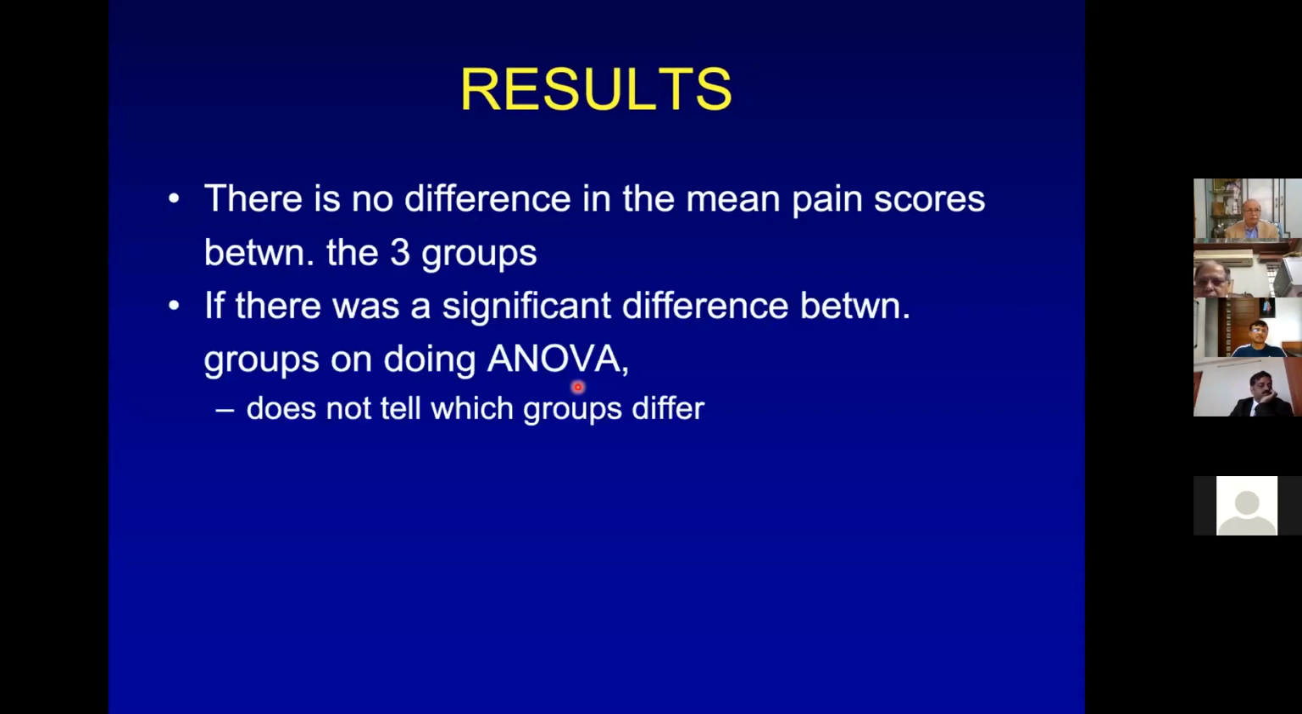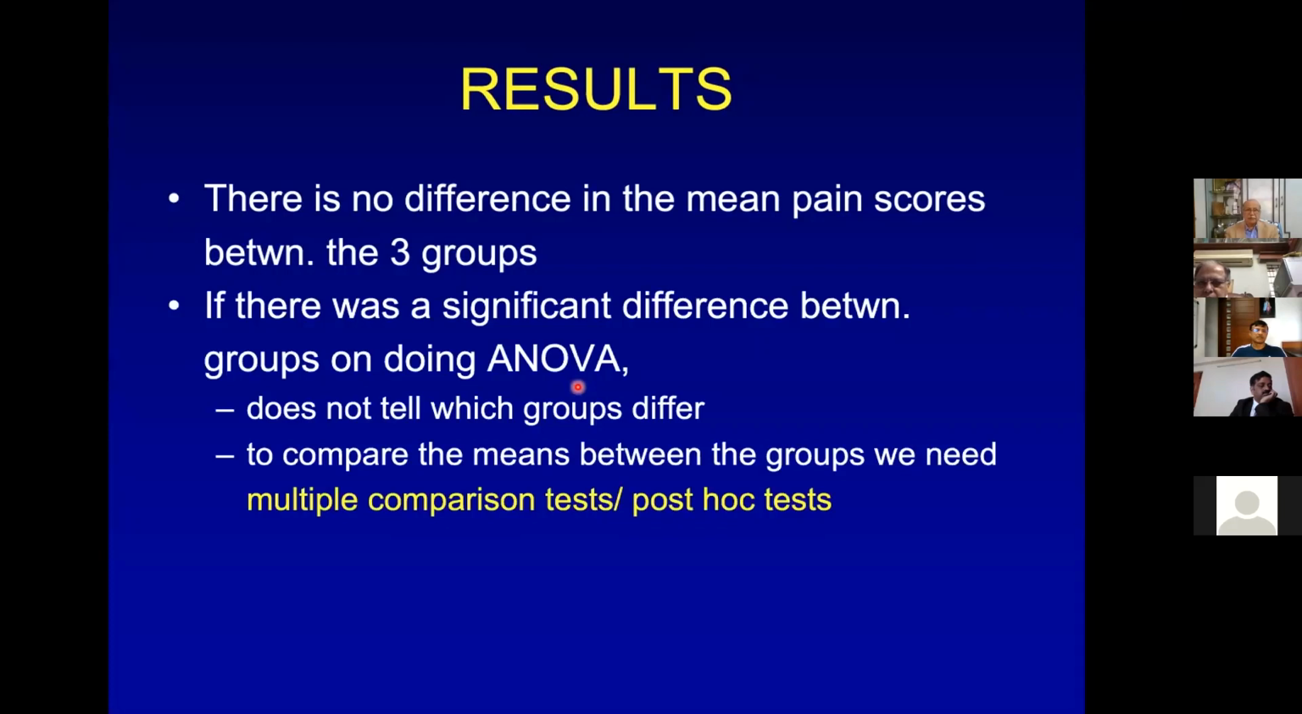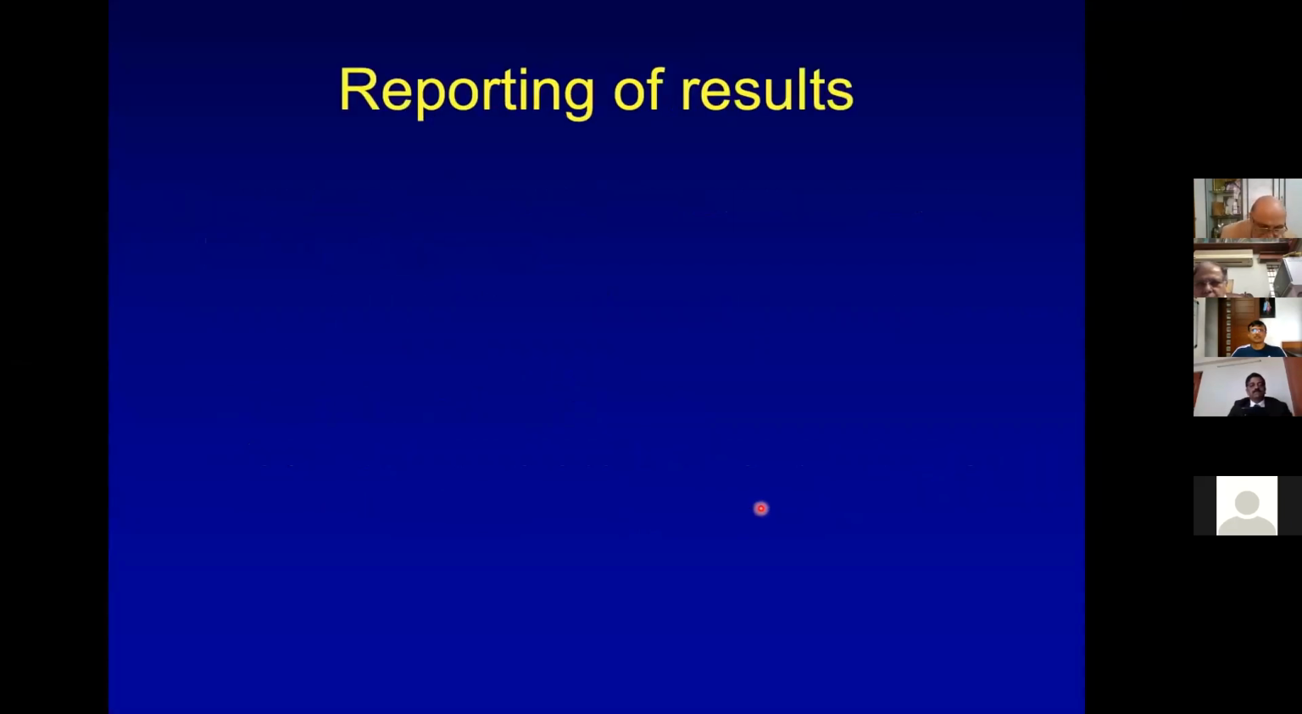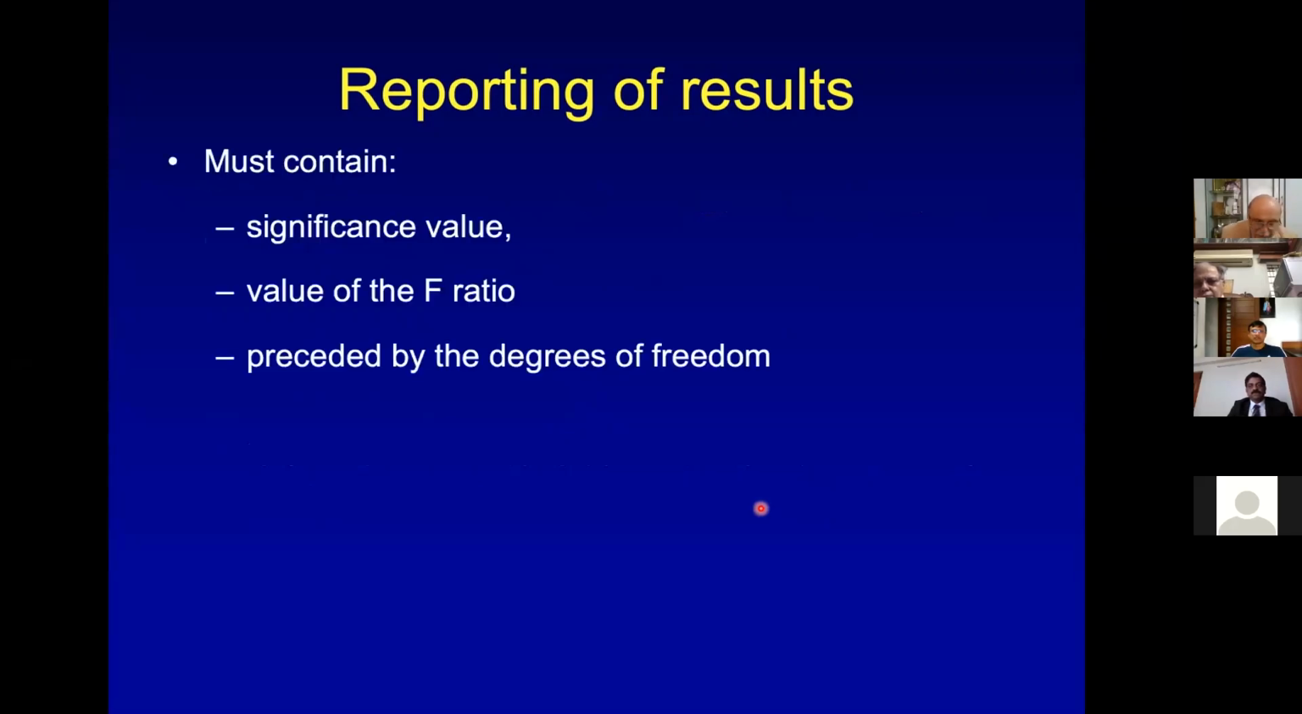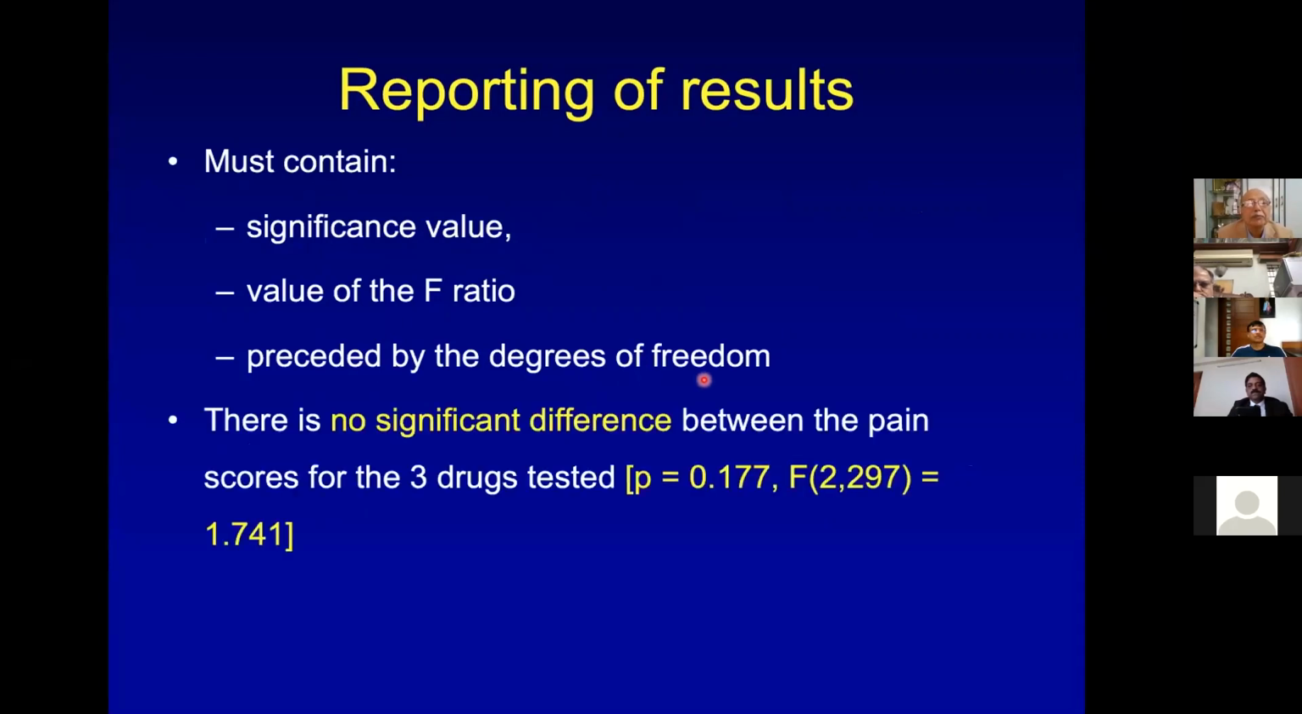Okay, so now we do not know which group differs from which, right? So to compare the means between the groups, we need multiple comparisons, what we call post hoc tests. And first, before we go to post hoc tests, let's see how to report the results of this 300 patient study that we just did, right? Our results must have a significance value, must have the F statistic, and it must be preceded by the degrees of freedom. And this is how we write it.